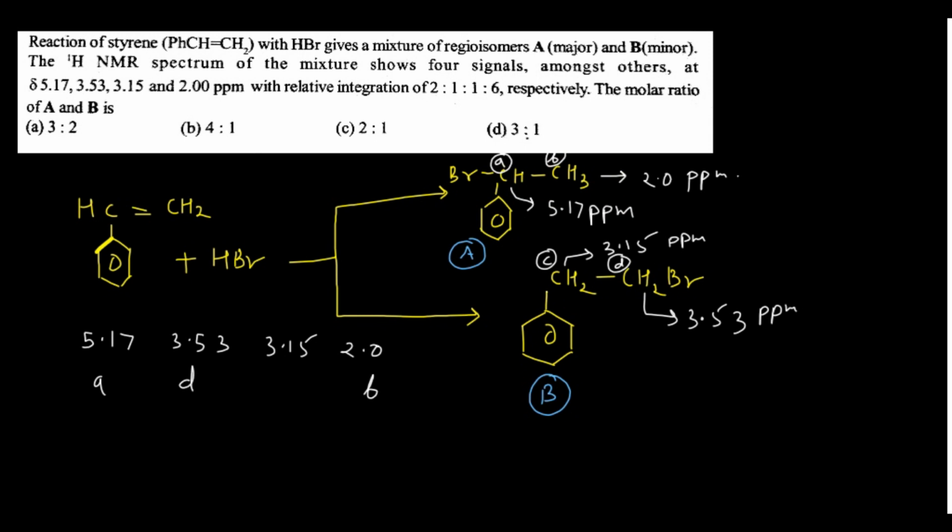I can write C for this one, right? You can check here 3.53, D kind of protons having this chemical shift. You see, D kind of protons are having these kinds of chemical shift. So this is how you can mark them.